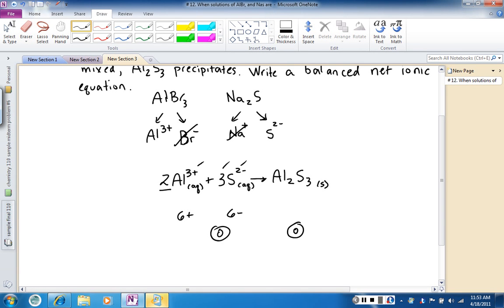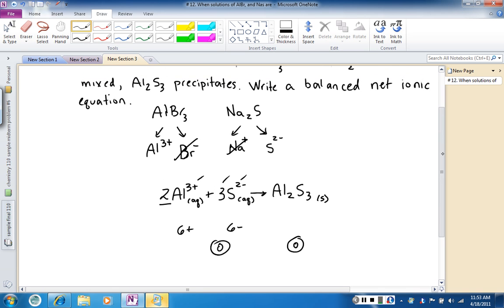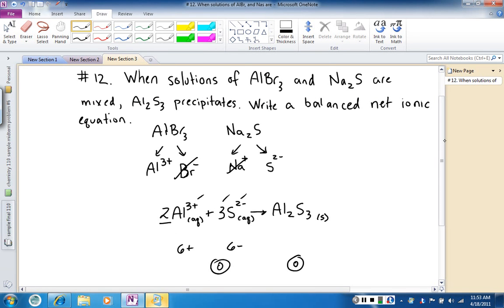So that's how you do number 12. In order to do these, you need to know how to predict ions, how they form off of the periodic table because of their valence electrons. You need to also be able to have your polyatomic ions memorized and know what those charges are as well.